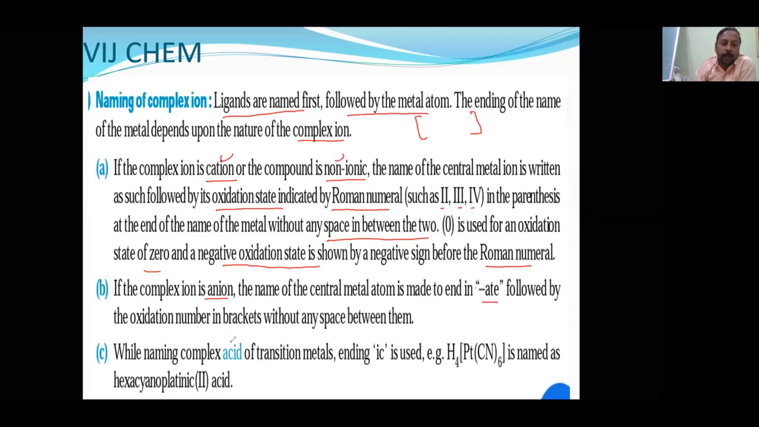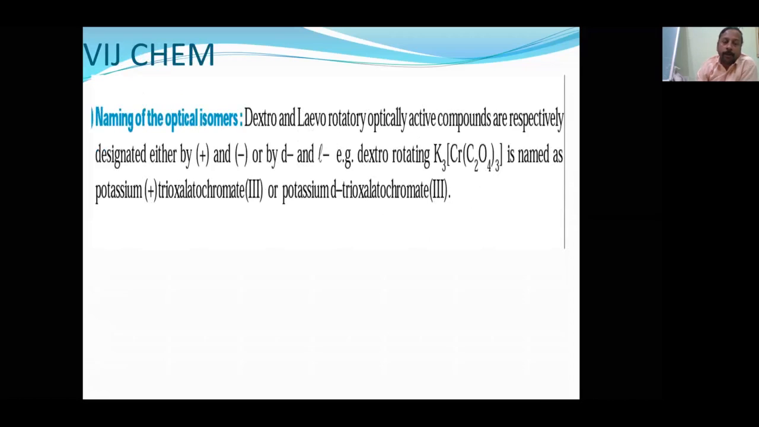Then while naming a complex acid with a transition metal, -ic is used, like platinic acid; this is called hexachloroplatinic acid. You will understand these better once I take the examples. I am only informing you of the rules right now. Unless you practice, it will not be easy. After this, we are going to start the examples, and at that time I will quote the rules so you understand their application.